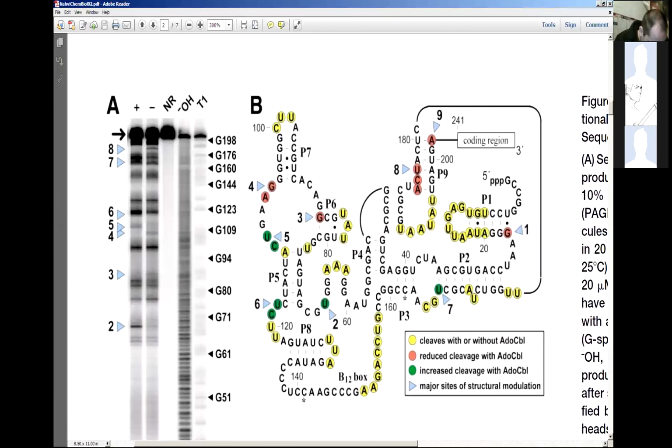So I explained figure 1a, what these OH and T1 ladders are, and then the main data are in this plus and minus columns, the first two columns on that gel. In these columns, they're not using sodium hydroxide, they're not using RNases, they're just letting the RNA degrade all by itself, essentially. Right, so RNA is not terribly stable. If you just leave it at room temperature, even without having any RNases present, it will start breaking down. And it'll start breaking down first at the parts that are not base paired. Right, and that's literally what they're doing here.